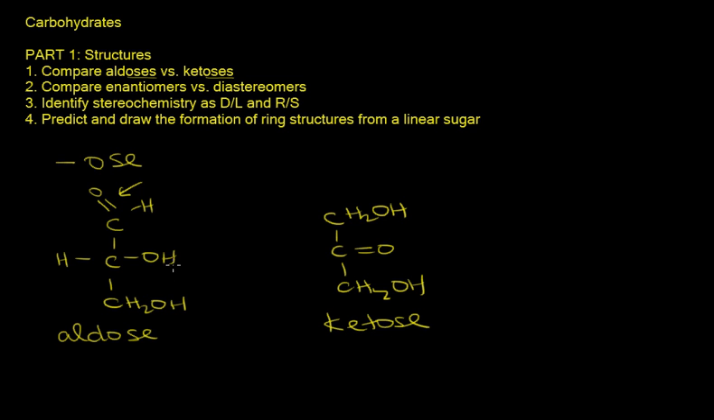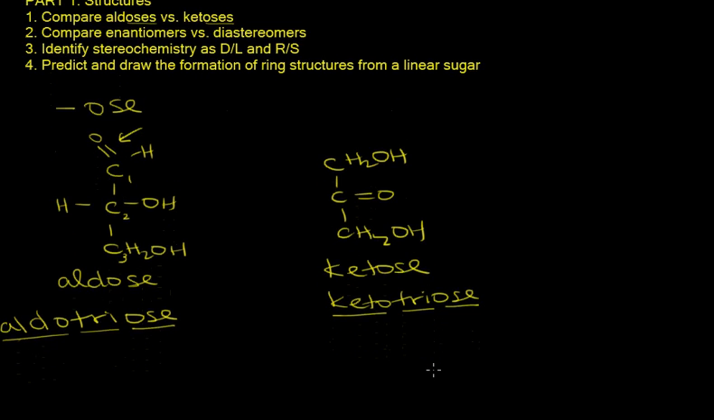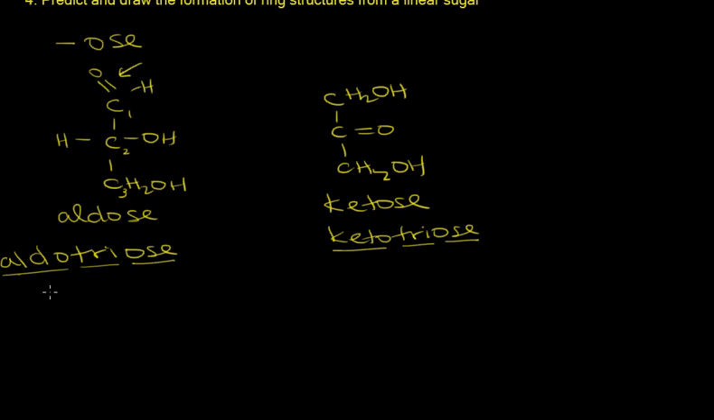Okay, and if we want to get really technical, we can call this an aldotriose. So we see aldo, meaning it's an aldose. Tri is the number of carbons, 1, 2, 3, and ose means it's a carbohydrate. We can also call this a ketotriose for the same reasons. Ketone, 3 carbons, carbohydrate. Or we can get really specific and call these by their actual names. This is glyceraldehyde, and this is dihydroxyacetone.